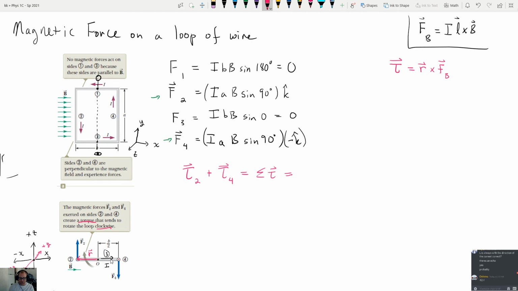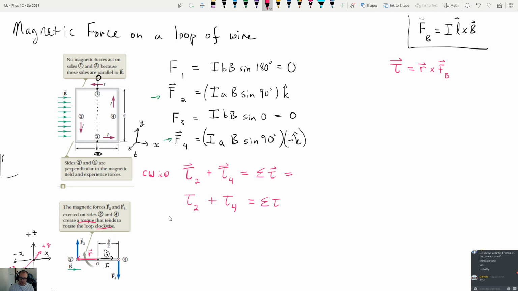And we can say now that our torque that we're going to get, what we're going to do is we're going to say clockwise torque is positive. So we'll define clockwise to be positive. Then both of these torques are going to be clockwise. So the torque for 2, let's just write it down beneath here. This is because we're adding clockwise torques. Let's just say torque 2 plus torque 4 is equal to the net torque.